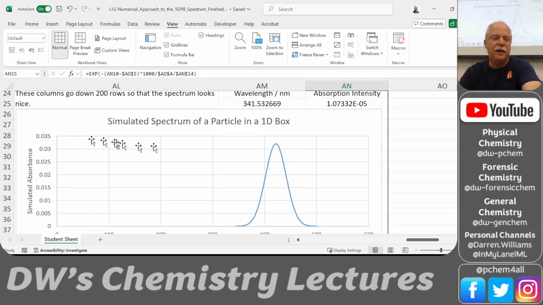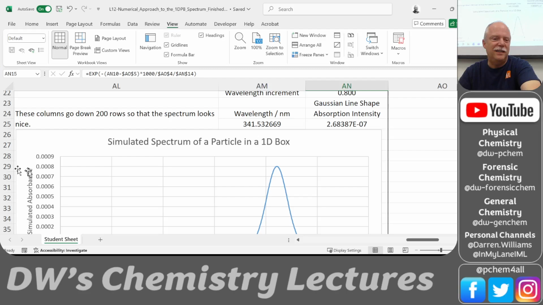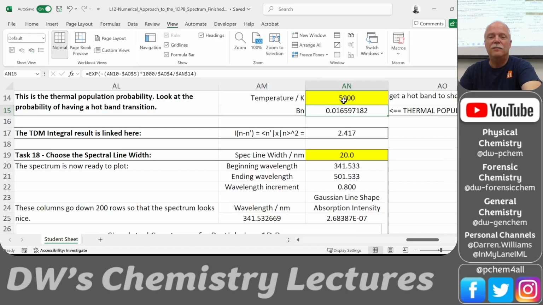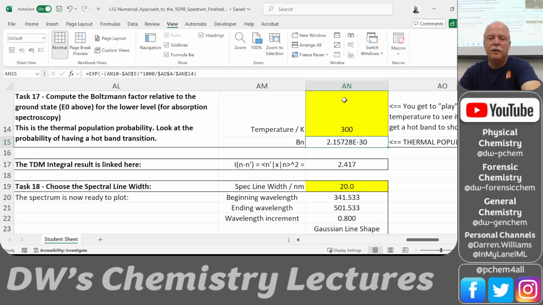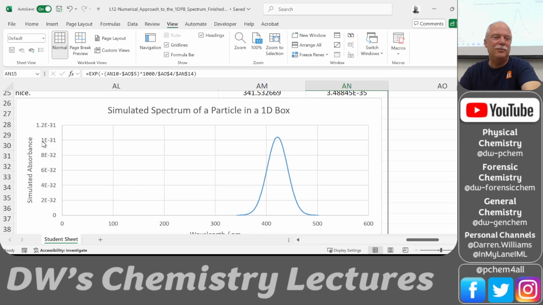If we were looking at this intensity, it's now 0.03 roughly. So let's make it 5,000. 2% chance, and the intensity is not 0.03 but now 0.0008. Okay, so that's why this is a hot band. Let's make it room temperature, 300. Now you still see a peak, but it's 1 times 10 to the minus 31. There just aren't any molecules in that second excited state, so they can't go from 2 to 3 if there aren't any in 2. So we cooled it down, and everything's in the ground state.